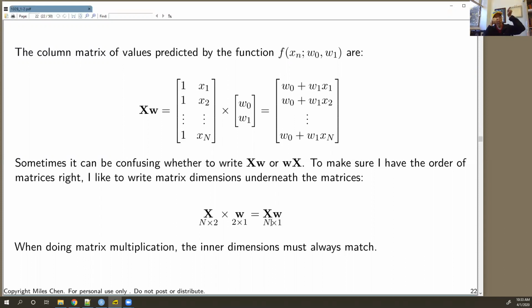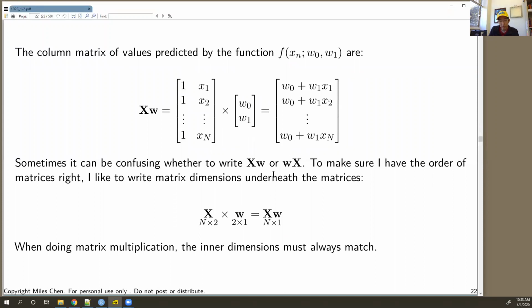So I go across and down, across and down, and we can see when I do X times W, 1 times W0 gives me this, and x1 times w1 gives me that. I can do this for every row, and I'm going to get a column of n values here.